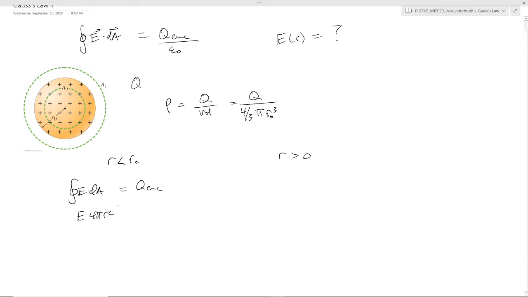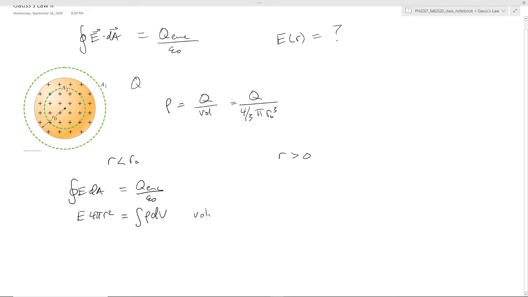Now, the charge that's enclosed is not going to be the whole charge. It's only going to be the fraction of the charge that lies within the surface A2. So we can write that as an integral over the volume. So this would correspond to the charge density integrated over that volume, the volume that corresponds to A2.